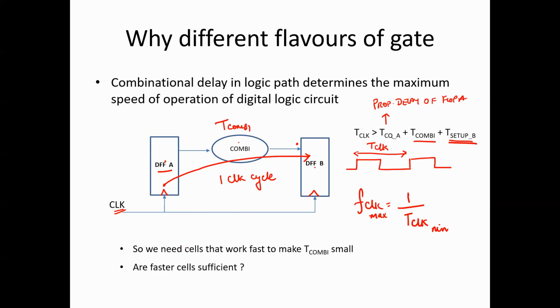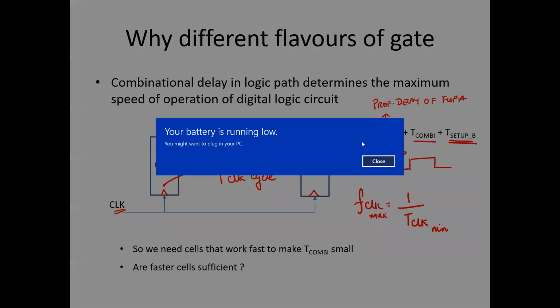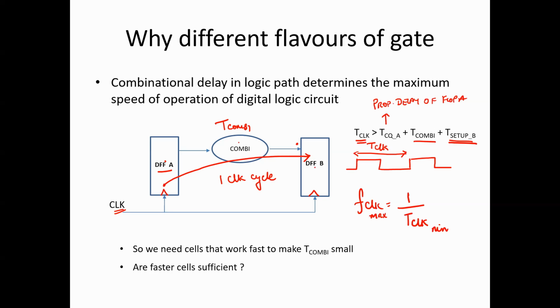So now naturally the question arises, how to achieve maximum clock speed, because the smaller the clock period, the higher will be the clock speed. The higher the clock speed, the better is my performance. Correct? So we are always looking for maximum performance. That means these delays should be as small as possible. So the natural question that comes to our mind is, we need the cells to work very fast to make the T combinational small.